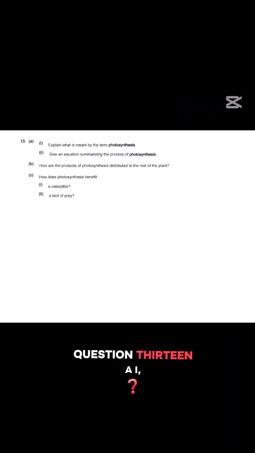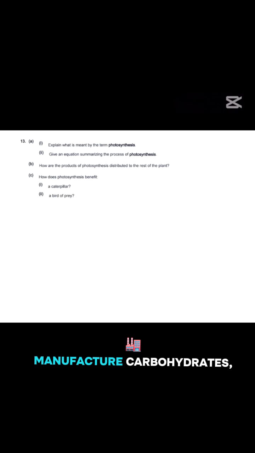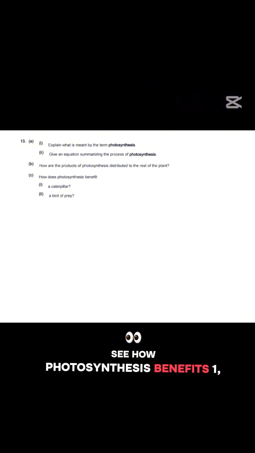Question 13. A. The meaning of photosynthesis. It is the metabolic process by which green plants and other autotrophic organisms manufacture carbohydrates, glucose, from carbon dioxide and water using light energy absorbed by chlorophyll. 2. Equation: same as equation 12.A.2. B. Distribution of products. The products of photosynthesis, mainly converted into soluble sucrose, are transported away from the leaf source to other parts of the plant, sinks like roots, fruits, and growing tips, through the phloem tissue by an energy-requiring process called translocation.